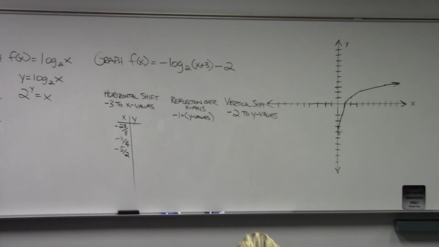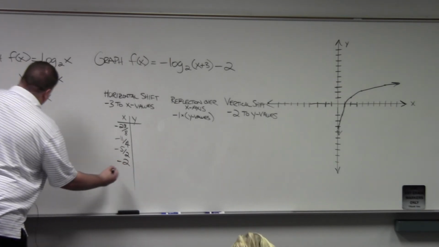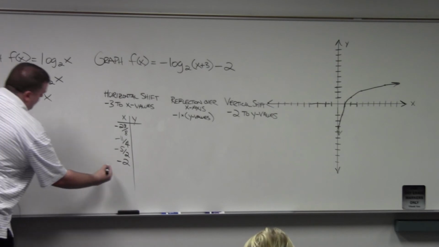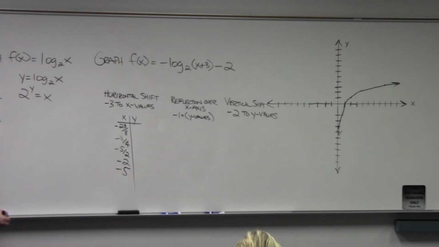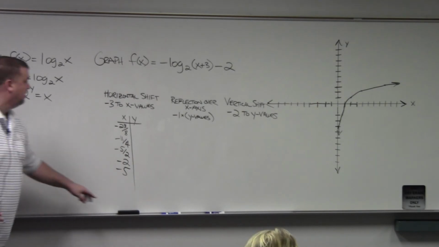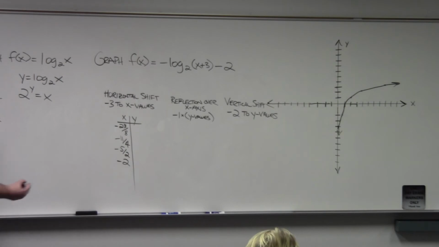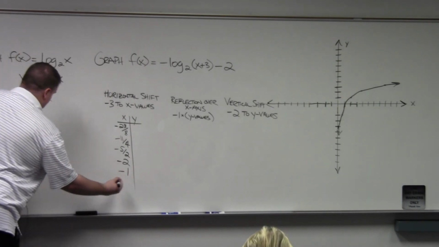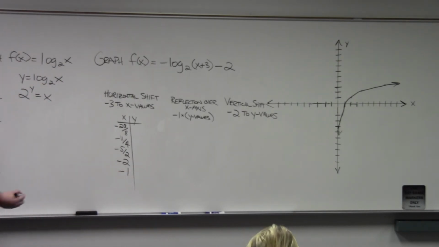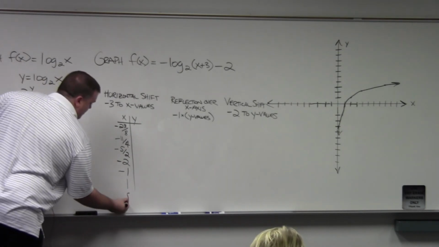Right. And then negative 3 to these values. A little bit easier, they're whole numbers. Oh wait a minute, I messed up there. If I subtract 3 from 2, I get negative 1. 4 minus 3 is 1. 8 minus 3 is 5.